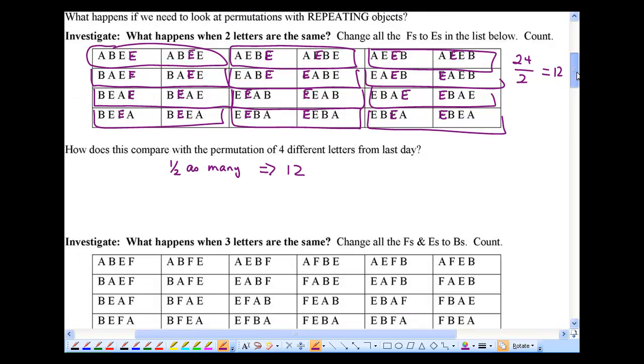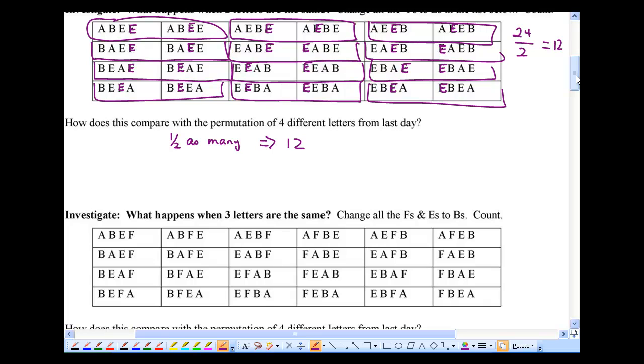Now, what about when we've got 3 letters being the same? Now I want you to change all the F and E's to B's. Yes, please do it in your notes.